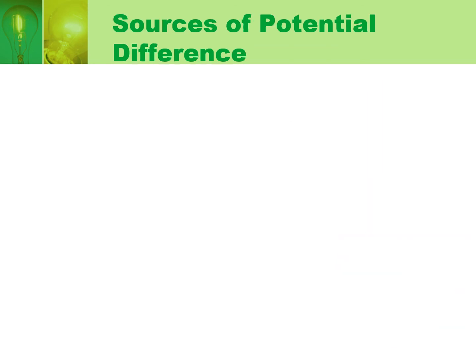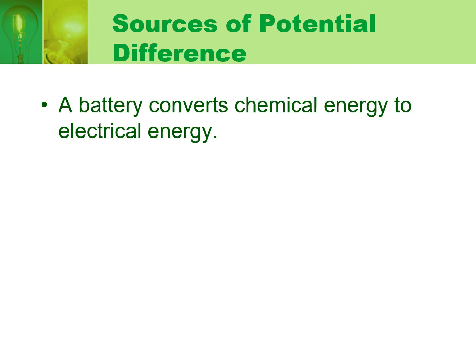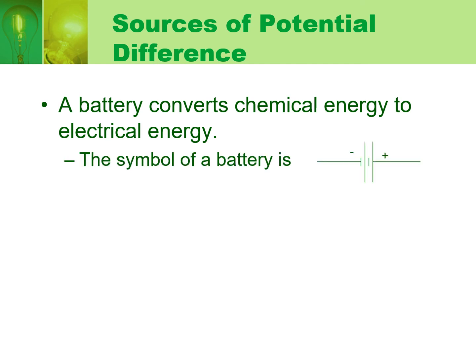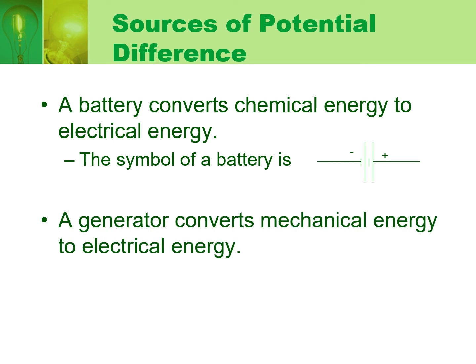There are various sources of potential difference that we can use in a circuit. Typically, we will use a battery. A battery converts chemical energy to electrical energy. The symbol for a battery is this. You'll see the short line followed by a long line, another short line, and a long line. The short line indicates the negative side of the battery or cell, and the long line indicates the positive side. We might also have a chance to see a generator in action. A generator converts mechanical energy to electrical energy.